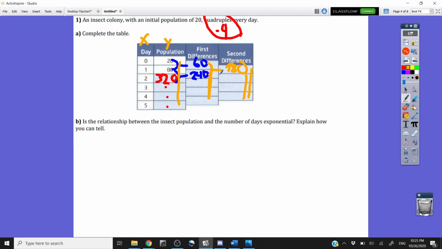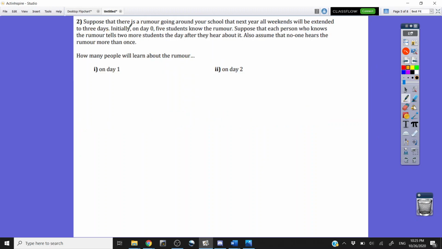I'm assuming now you have finished question 1, and let's go to question 2. So suppose there's a rumor going around in your school and that next year all weekends will be extended to 3 days. What a nice rumor. I would love that. Initially on day zero, we have 5 students that know about the rumor. Suppose that each person who knows the rumor tells 2 more students the day after they hear about it. Assume also that no one hears the rumor more than once. How many people learn about the rumor?